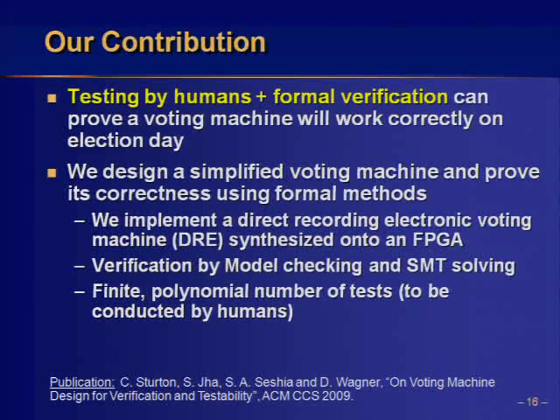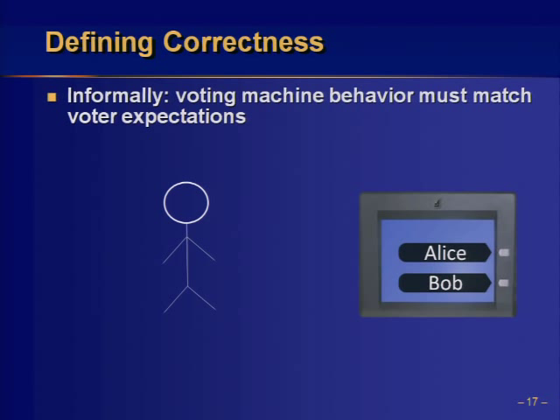Okay, so to start with, let me tell you about what I mean by correctness of the voting machine. Informally, it means that the voting machine should behave as per the voter expectation. But more formally, in order to use formal methods, we have to come up with a more precise definition of correctness. So let's see what this means for a single contest.